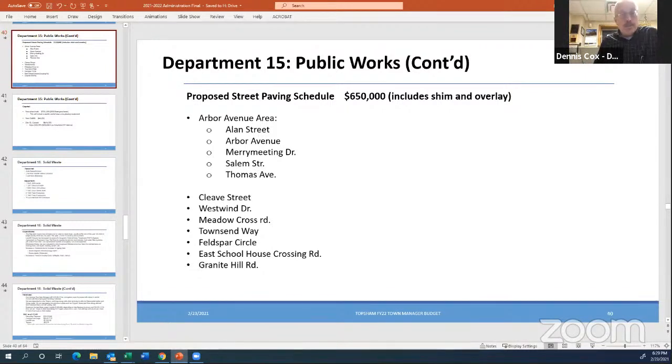That brings the proposal to $650,000, which is what we're looking for in the capital budget for street paving this year. That is an increase over last year.